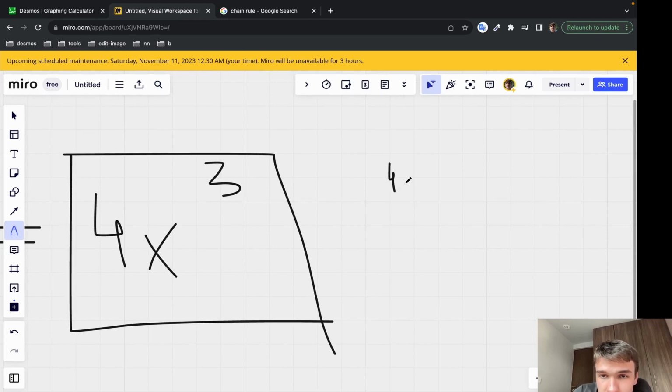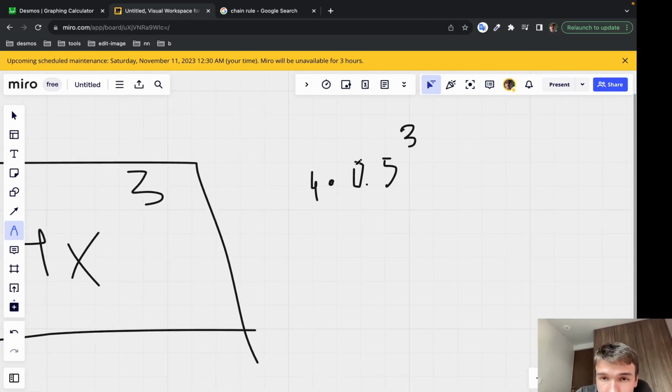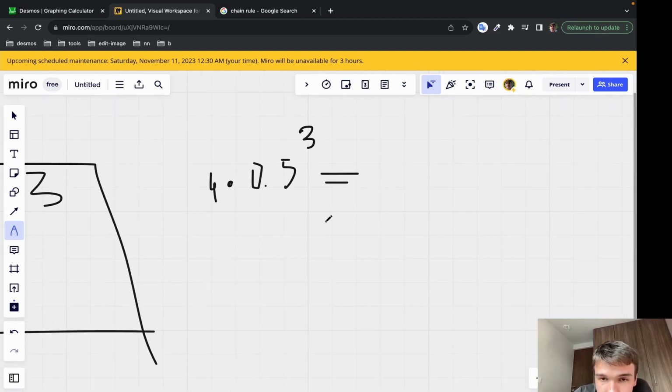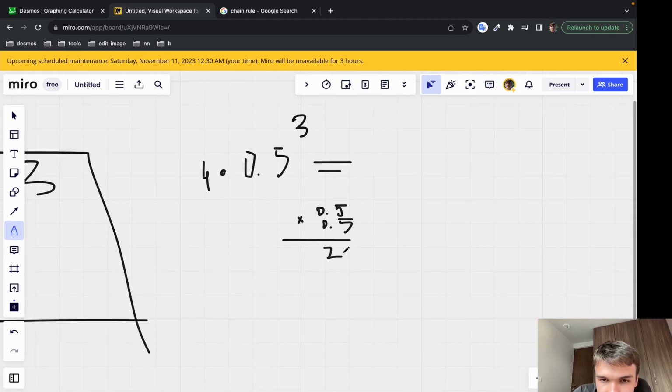So now 4 multiplied by x, just multiplied by 0.5 to the power of 3, or 0.5 cubed. Remember from basic calculus that first we do exponentiation, secondly we do the multiplication. Okay, so doing this, 0.5 is multiplied by 0.5, and then 5 multiplied by 5 is 25.